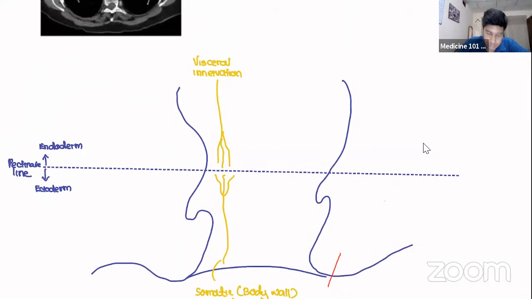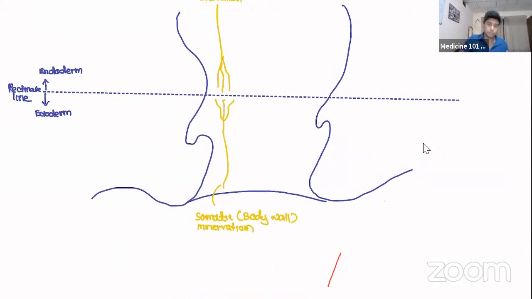This is visceral innervation, or you can just remember it as inside. These are big words with a very simple meaning. You can Google it, you will get a big definition, but that's not necessary. Just remember, visceral means inside, somatic means outside, the body wall.